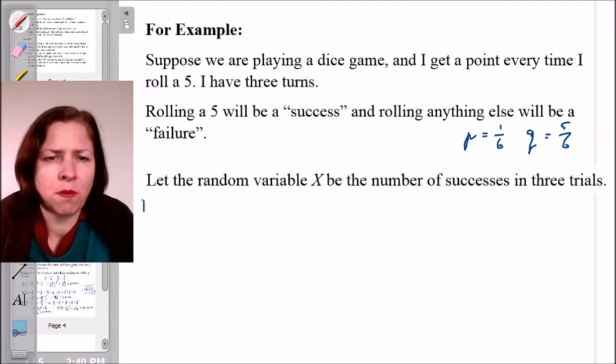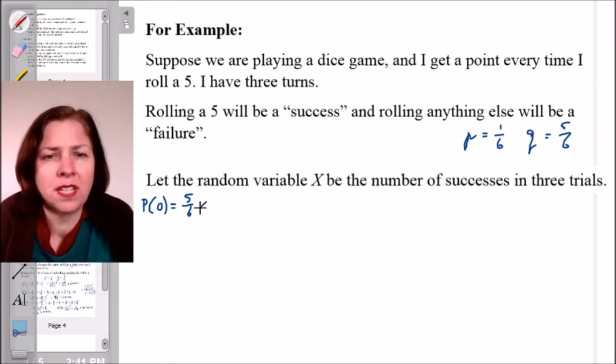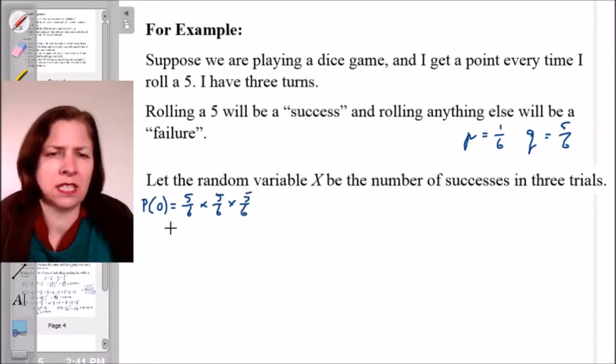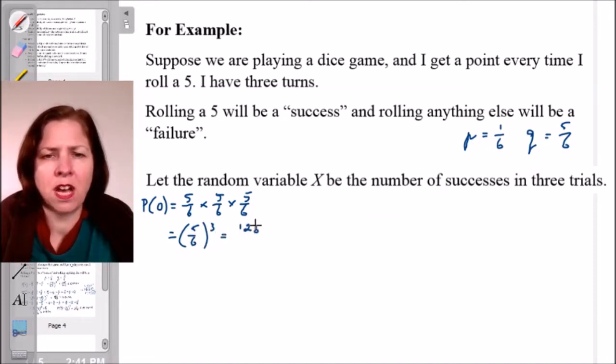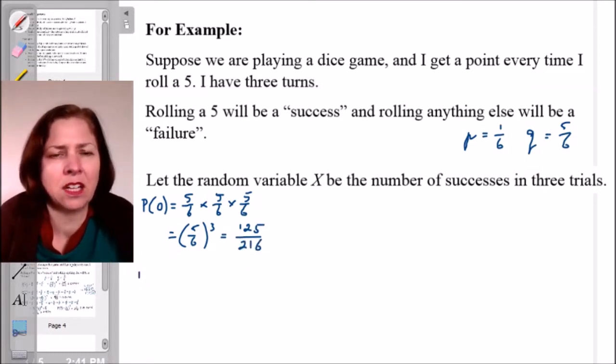So first of all, the probability of having no 5s. It's quite simply going to be 5/6, that's getting not a 5 the first time, times not a 5 the second time, that's 5/6 again, and failure the third time, 5/6. So I end up with 5/6 cubed, which is 125 over 216.